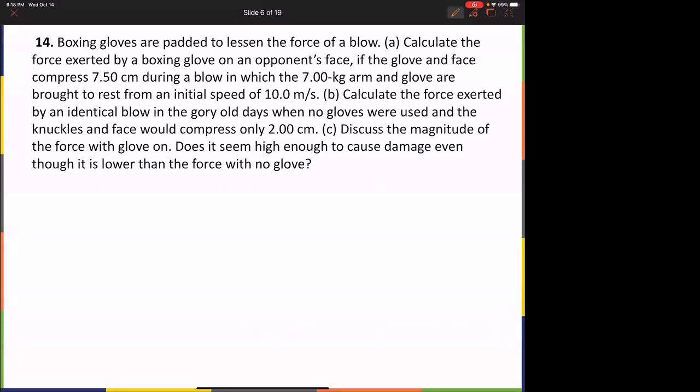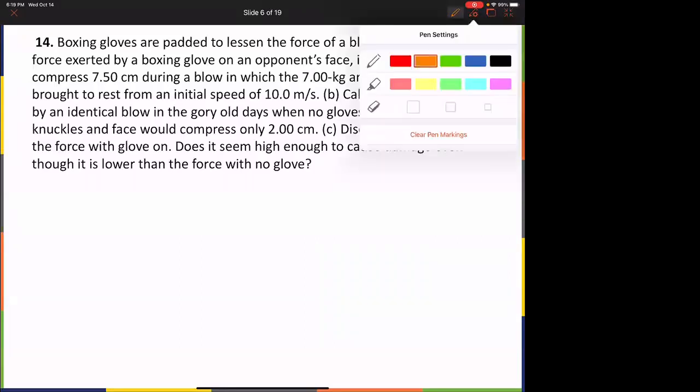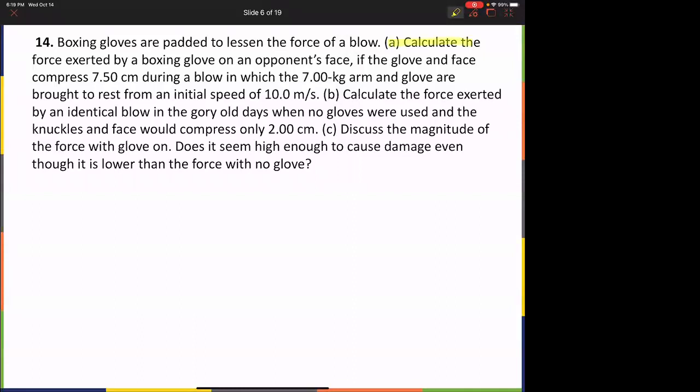Boxing gloves are padded to lessen the force of a blow. Calculate the force exerted by a boxing glove on an opponent's face if the glove and face compress 7.5 centimeters, in which the 7-kilogram arm and glove are brought to rest from an initial speed of 10 meters per second. All right, you guys tried part A. At your seats, this part A. Give that a rip.